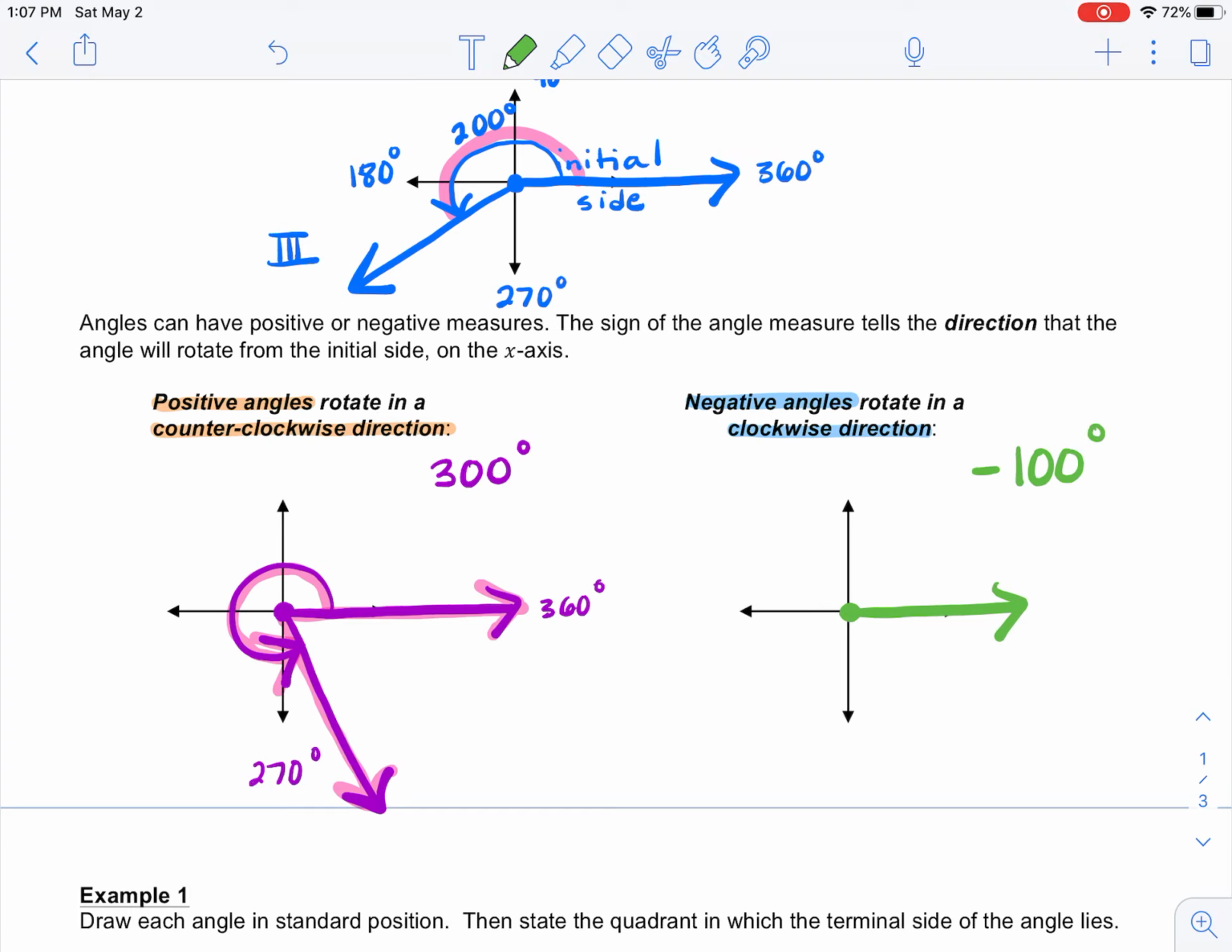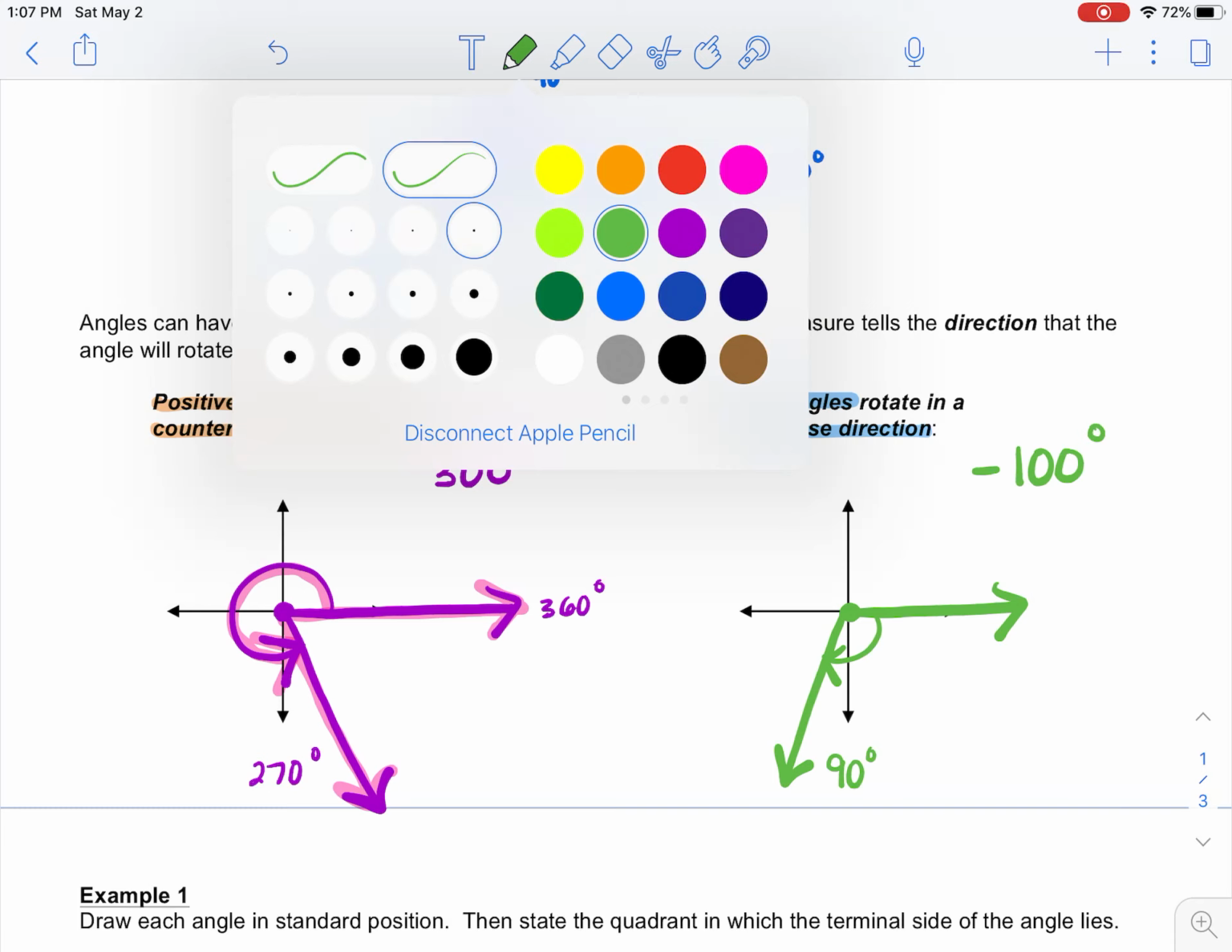Okay, but instead of going counterclockwise, I need to rotate 100 degrees clockwise. So this would be 90 degrees clockwise, and I need to go about 10 degrees past that. And so my terminal side is also going to land in the 3rd quadrant, and this time when I draw my direction, notice my arrow is pointing in the opposite direction. Okay, so let me give you just one more example.